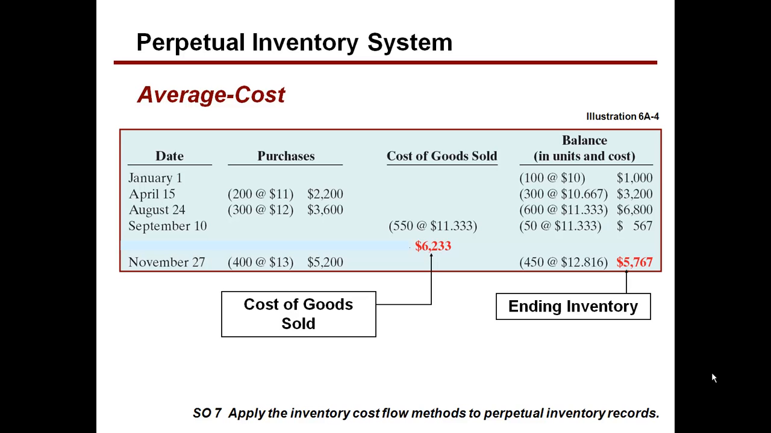Again, the quick check on the accuracy of our cost of goods sold calculation and our ending inventory, because we know that that interaction must tie back to our total available dollars, total pool of dollars. So cost of goods sold, 6233 plus ending inventory, 5767 equals $12,000. It checks out.